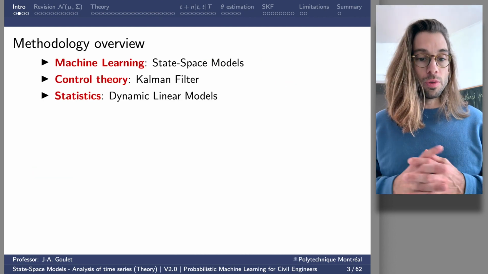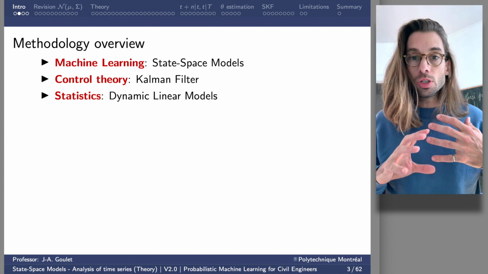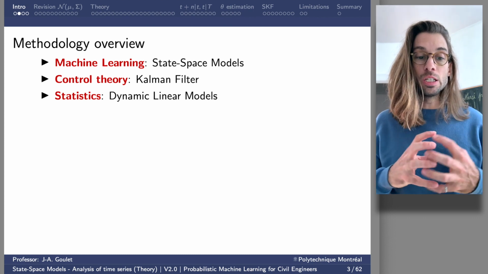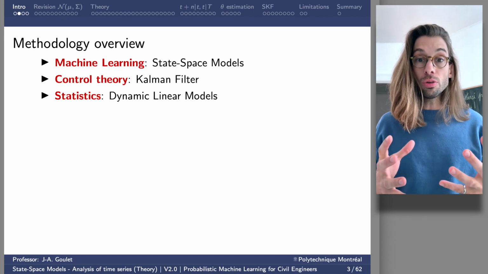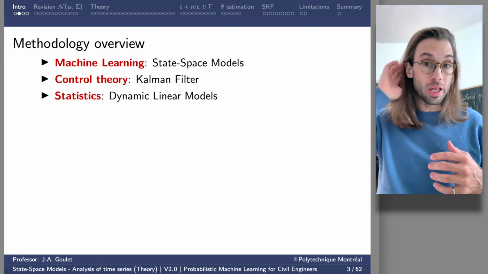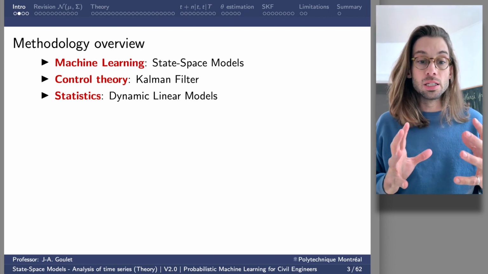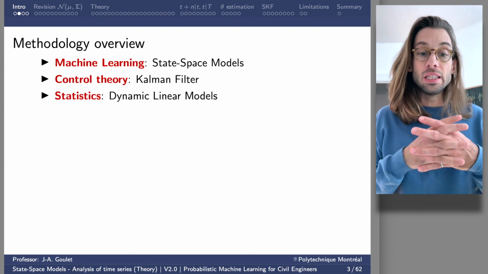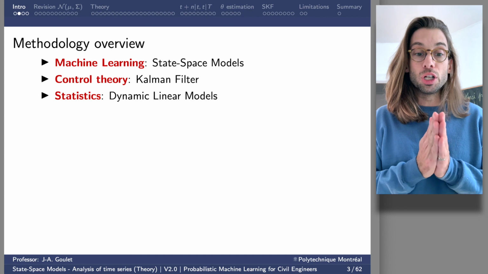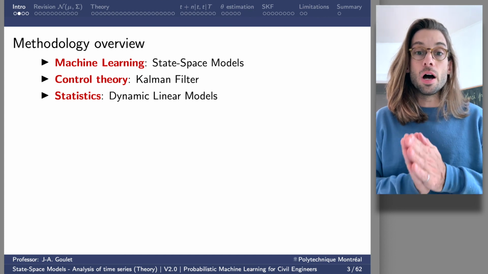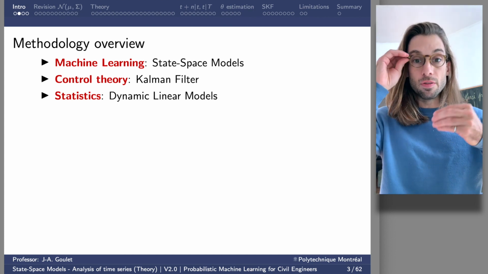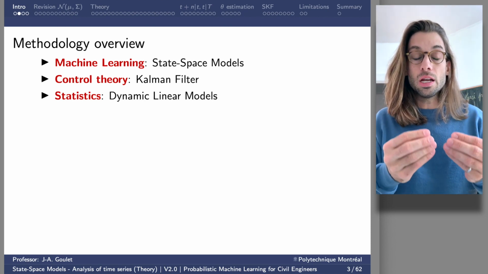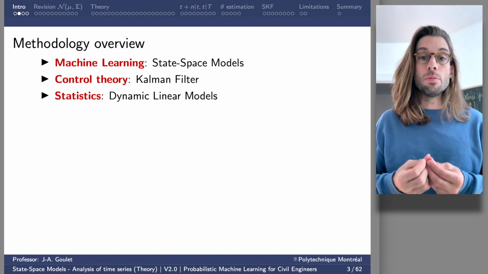Okay, so an overview for the methodology. In the field of machine learning, what we're going to see here is often referred to as a state space model. In the field of control theory, which is used to control aircraft or rockets, this is what we refer to as Kalman filtering. And in the field of statistics, we typically refer to the theory we're going to see here as a dynamic linear model. Even if we have different names for the concept, they're all building on the same underlying math.